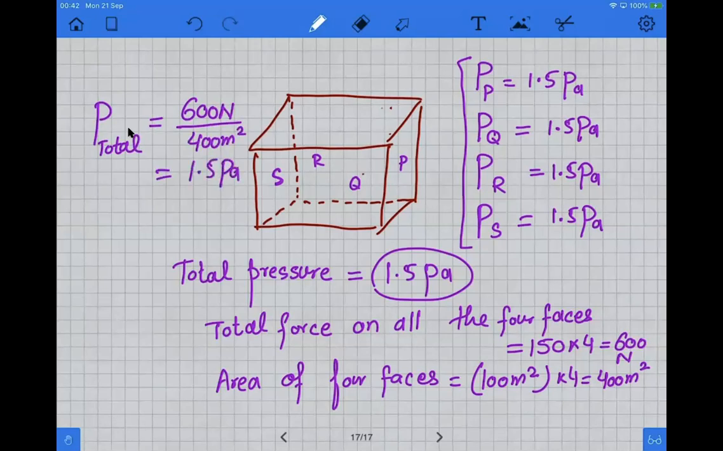Basically the concept here is that if you make the calculation only for P, then the force is 150 and the area is 100 meters square. When you take P and Q, the force and area both become double. When you take P, Q and R, the force and area both become triple. When you take P, Q, R and S, the force and the area both become quadruple. So when you take pressure, you see it is not following vector addition or scalar addition.